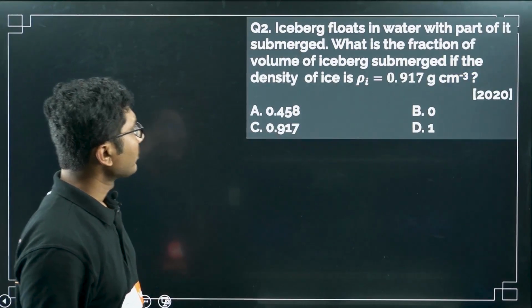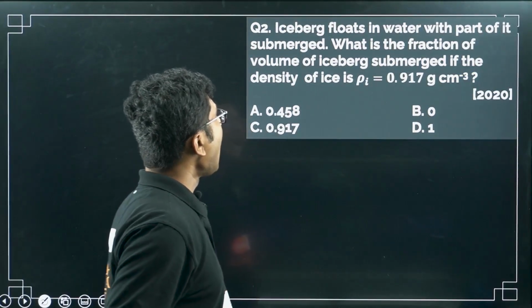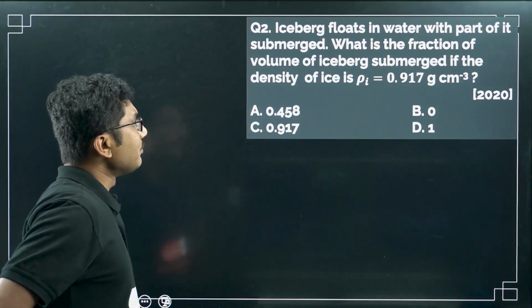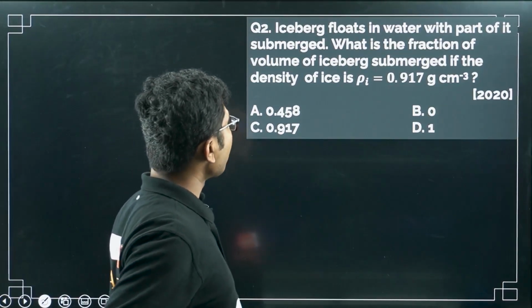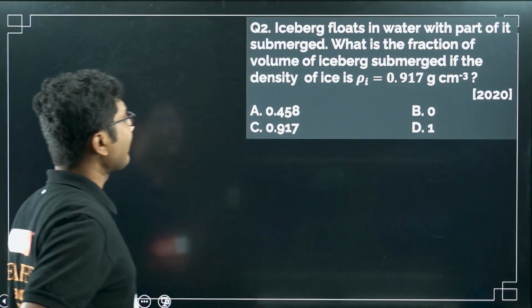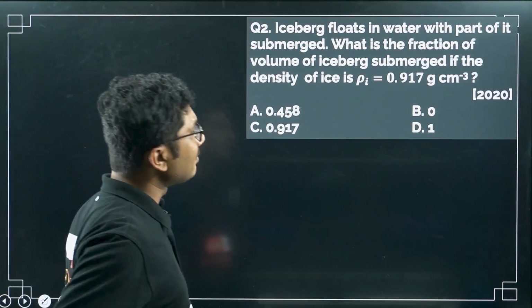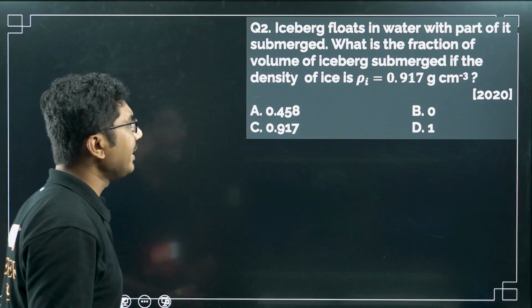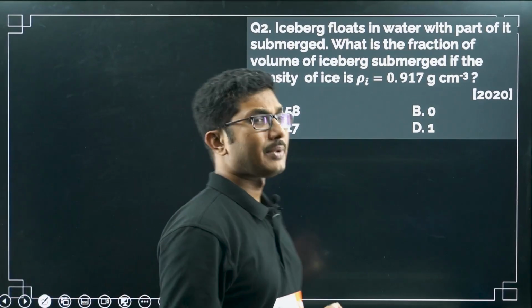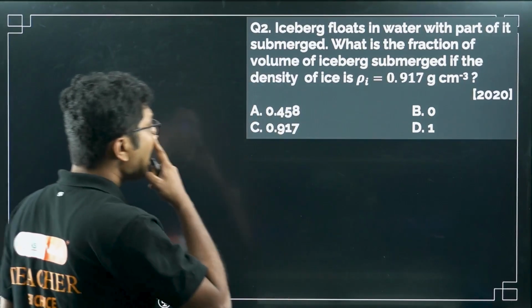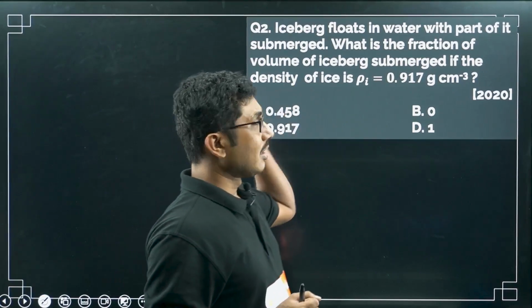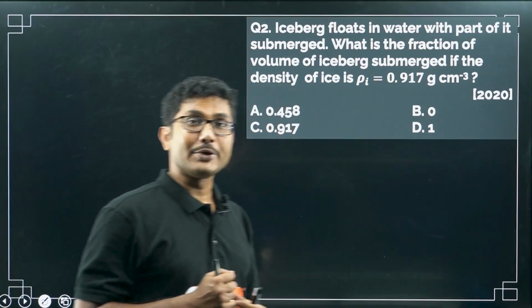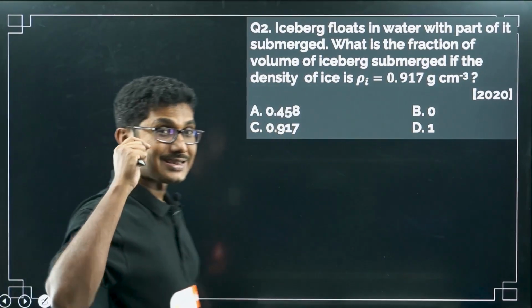Next question from 2020. An iceberg floats in water with part of it submerged. What is the fraction of the volume of the iceberg submerged if the density of the ice, rho I, equals 0.917 gram per centimeter cube? Now, this question is based on Archimedes principle, which is from your class 9 syllabus.